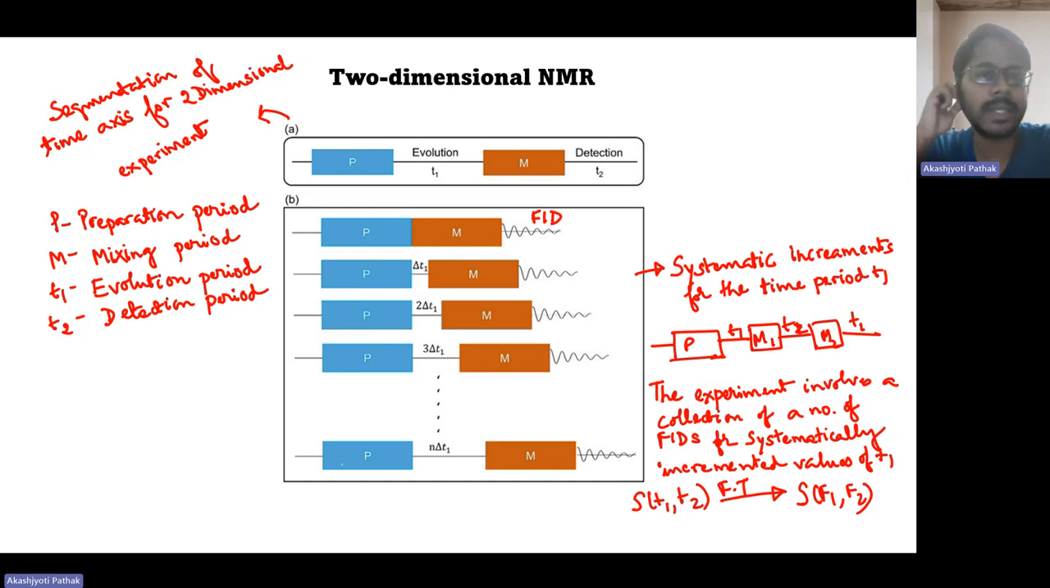So summarizing this, what I said is P is the preparation period, M is the mixing period, and T1 and T2 are the evolution period and the detection period. The experiment will involve a collection of a number of free induction decays for systematically incremented values of T1. And so what you will get is a matrix with the T1 and T2 values, and the Fourier transform with respect to T2 will result in a series of one-dimensional spectra, and you get the amplitude and phase information.